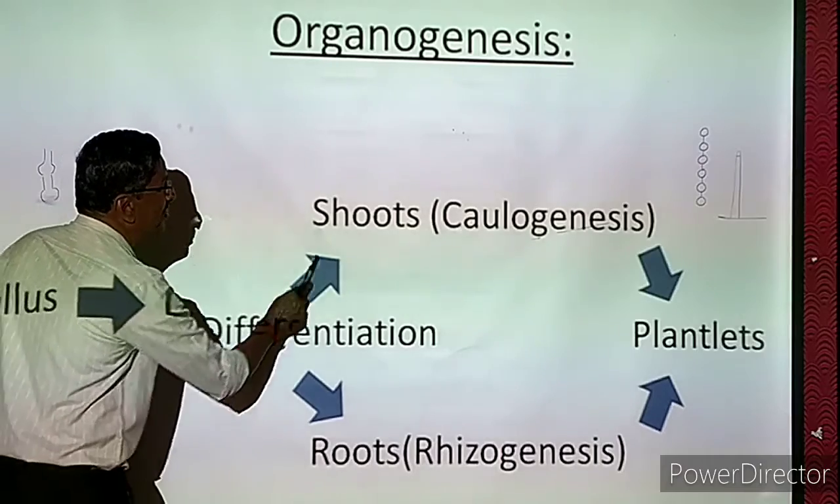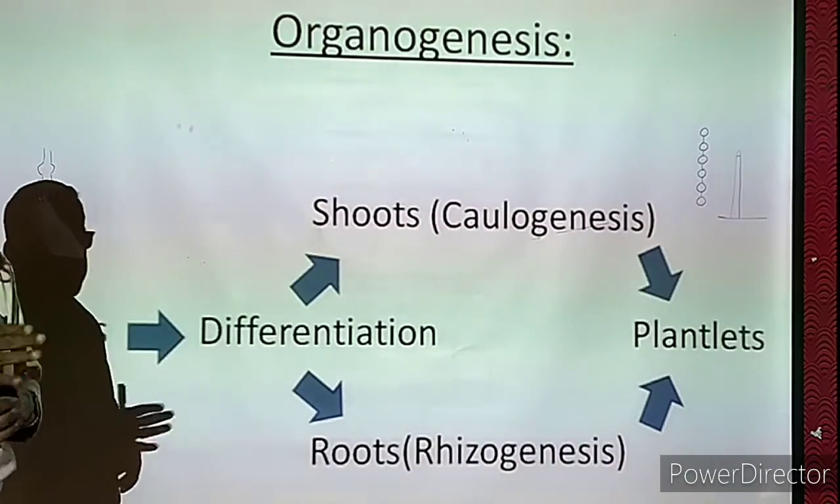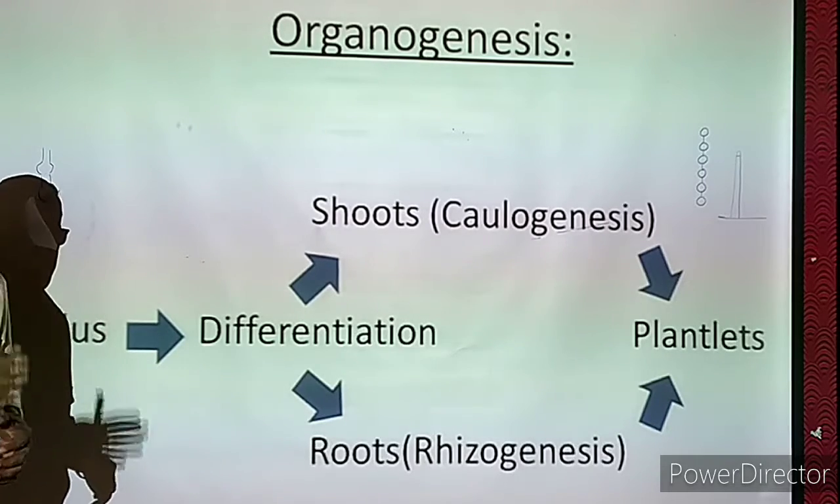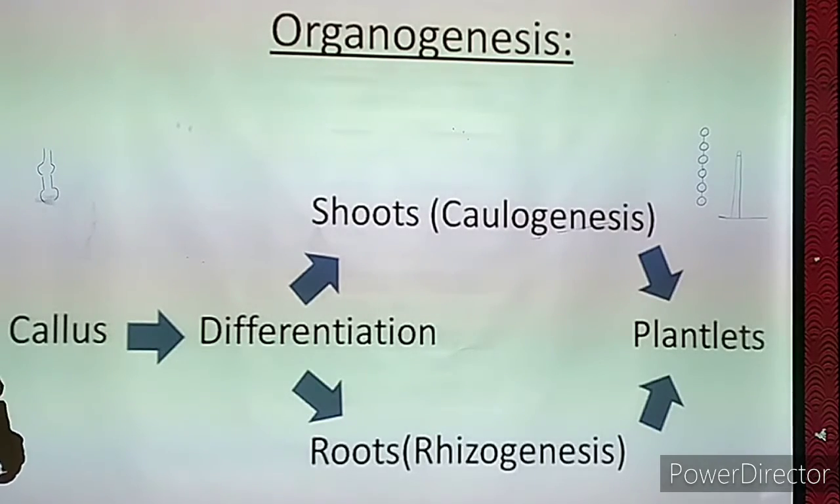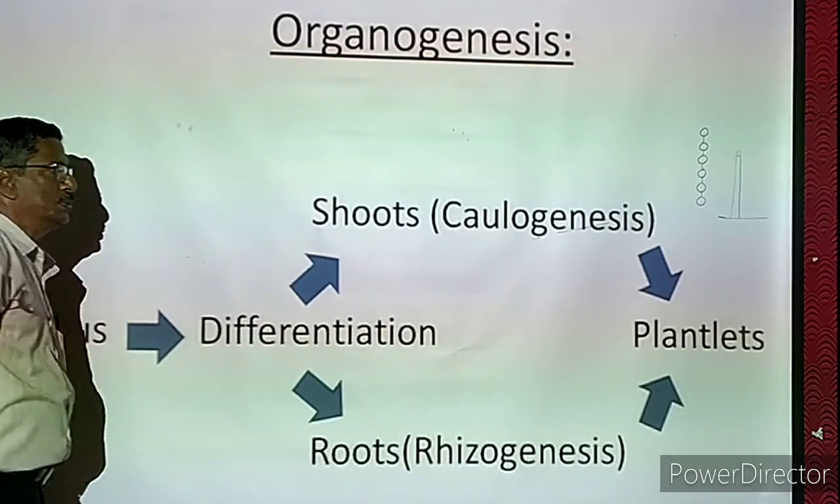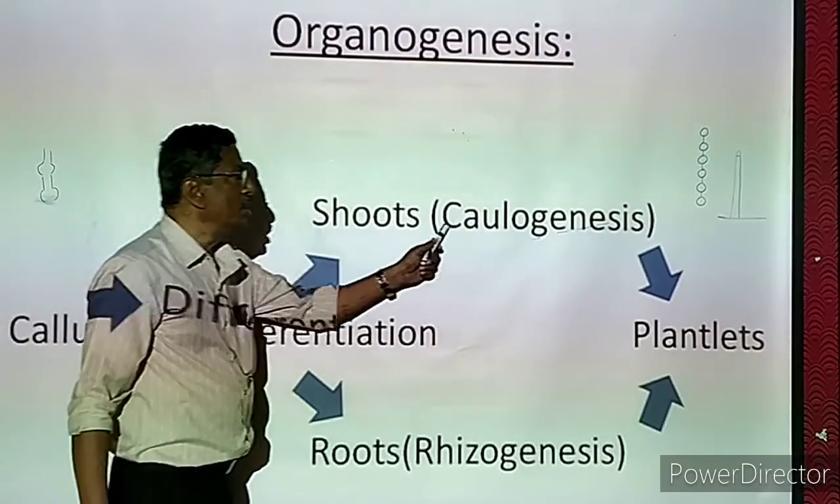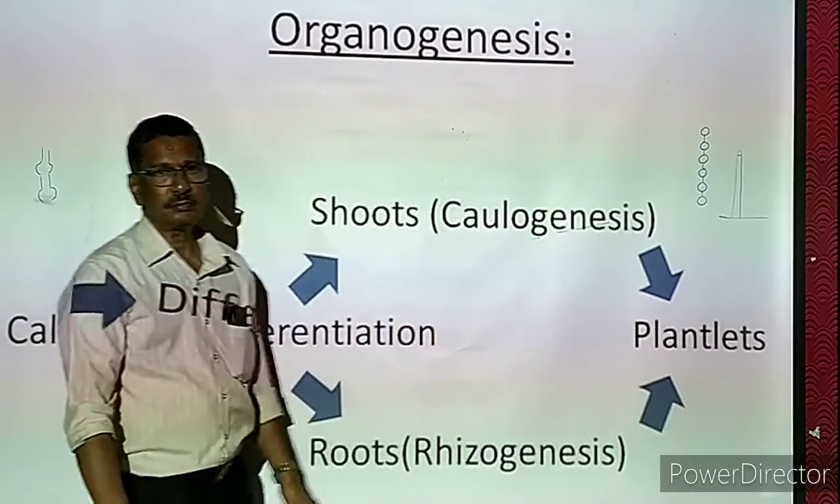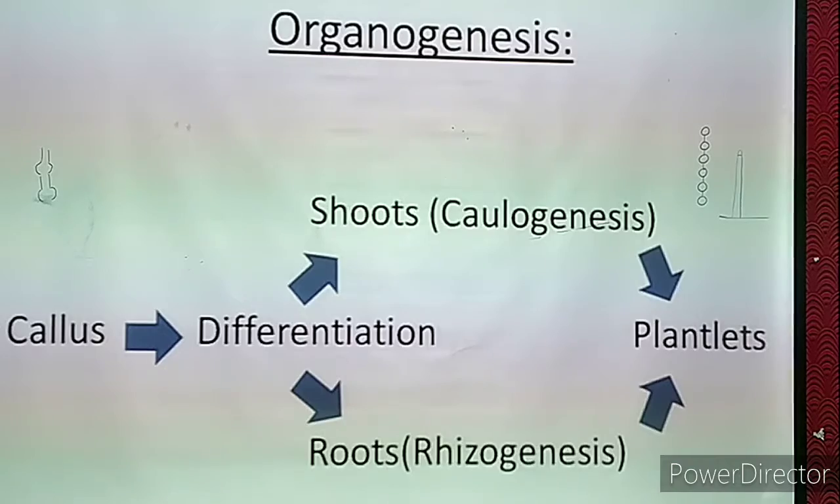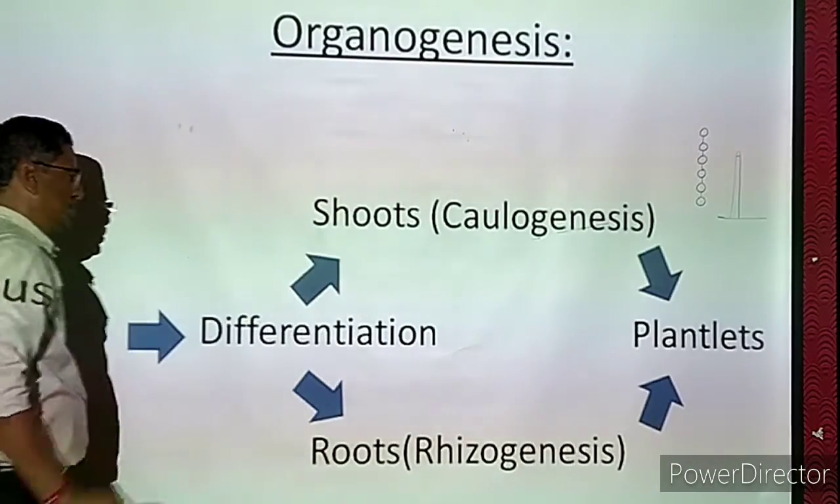One side, they are differentiated into the shoot system. What is the shoot system? Above the soil, the main stem, branches, nodes, internodes, leaves, buds, flowers, fruits, everything together we can call shoots. The development of shoot from the callus is called caulogenesis. Caulo, C-A-U-L-O, means a shoot. Genesis means development of the shoots.